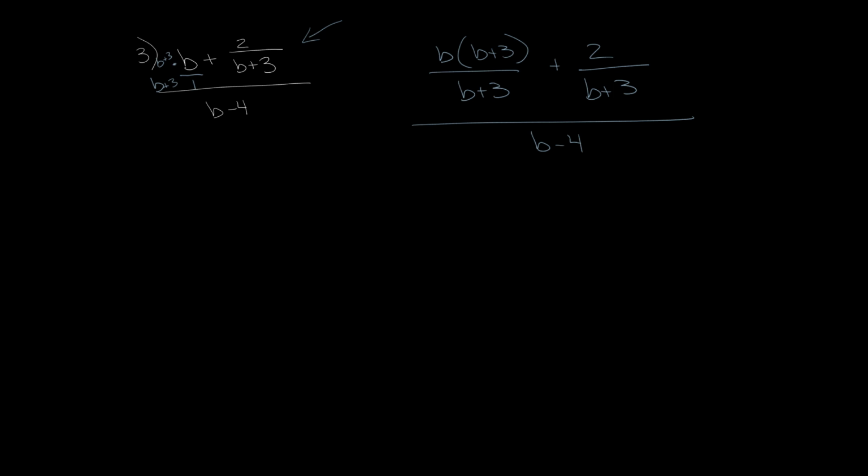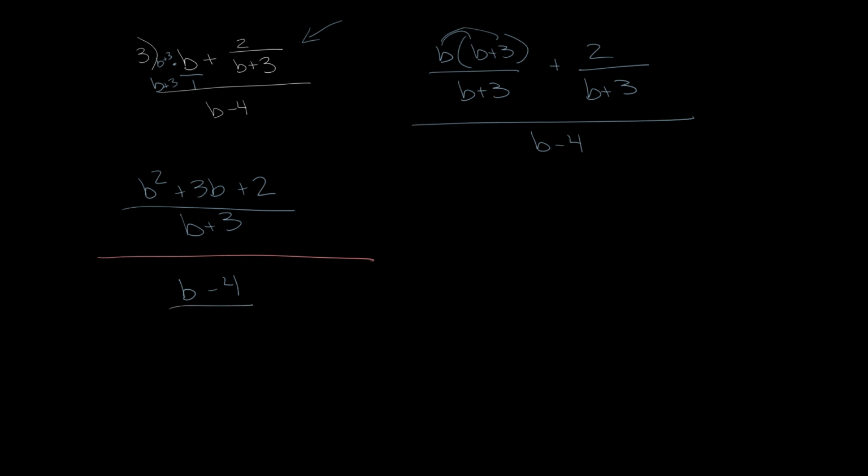Now I have a common denominator in the numerator, so I'm going to say b plus 3 over, I'm going to distribute that b, so b times b is b squared, b times 3 is 3b, and then I have the plus 2, and that's all over the b minus 4. All right, now this b minus 4 is also in a fraction. It is assumed to be over 1. That's important in a little bit.